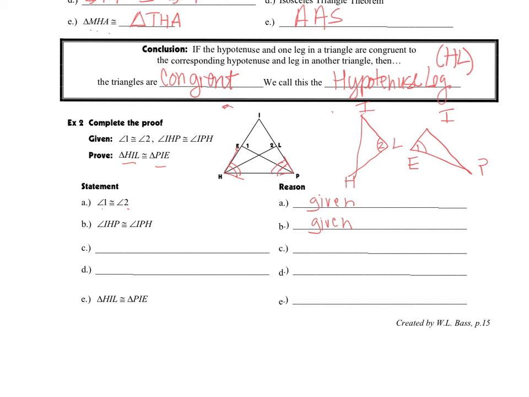So we're going to be able to say that this side here, which is segment HI, is congruent to this segment here, which is segment PI. And our reasoning behind that is that if we have base angles that are congruent, then that implies that the sides opposite are congruent.